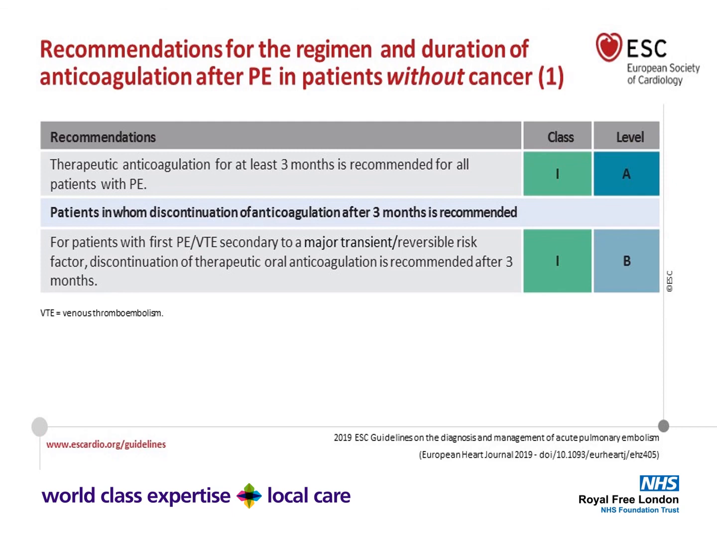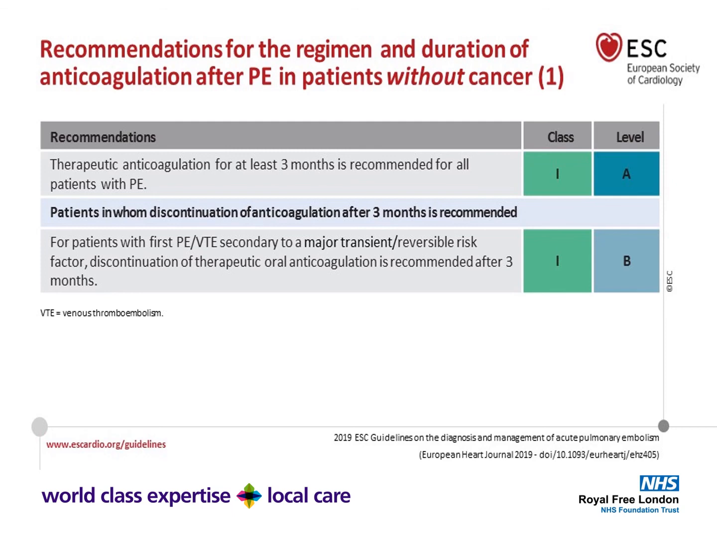So often we will anticoagulate the patients with one of the DOACs, so for example apixaban, rivaroxaban, dabigatran, and so on. And for patients with PE, therapeutic anticoagulation should be carried out for at least 3 months. For patients with a first PE or VT secondary to a major transient or reversible risk factor, discontinuation of oral anticoagulation is recommended after 3 months.